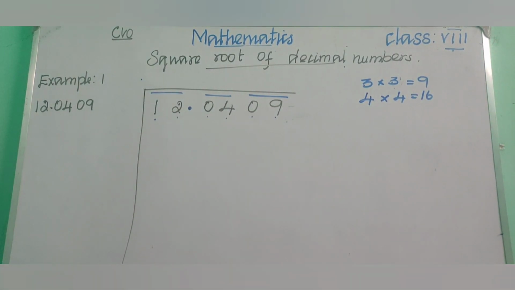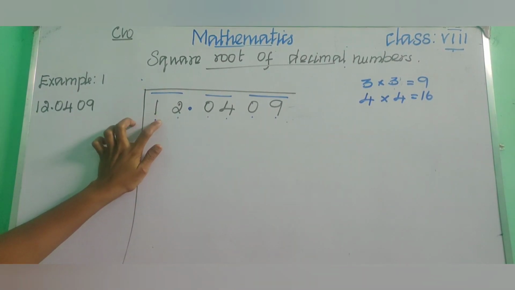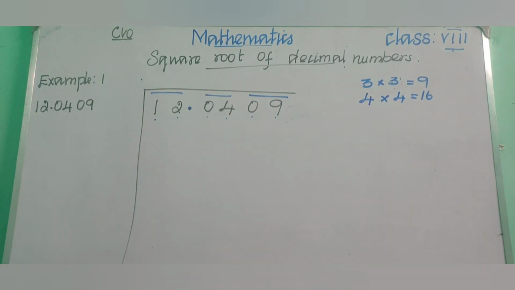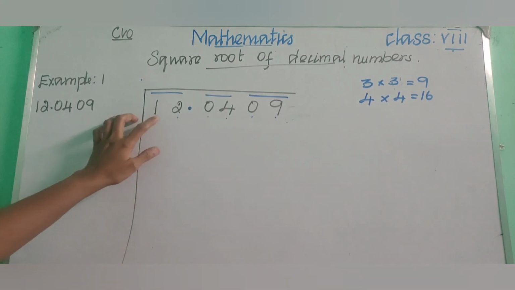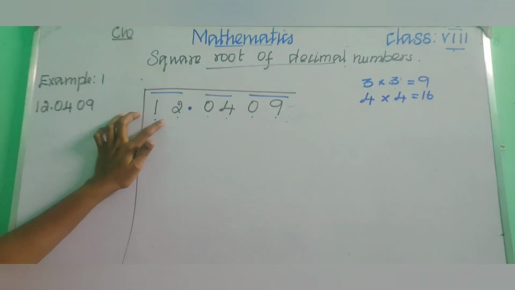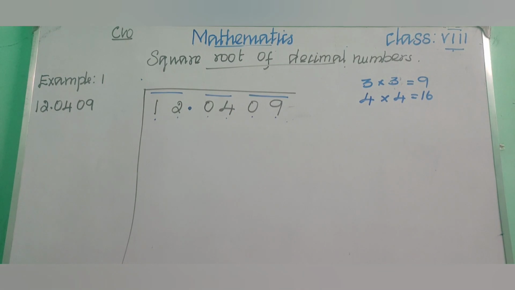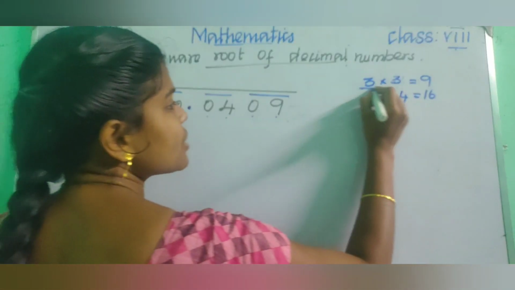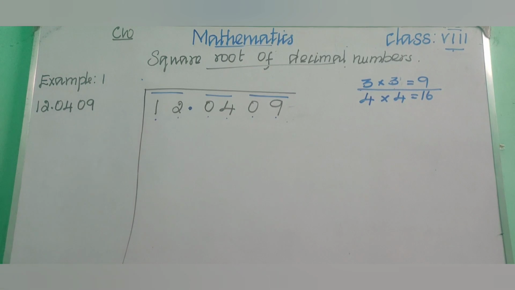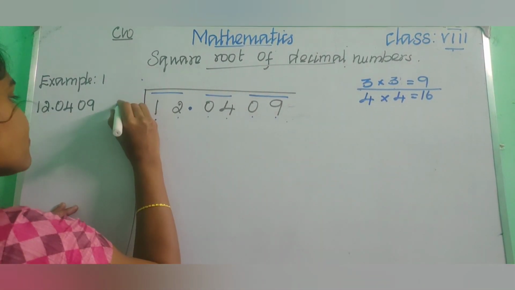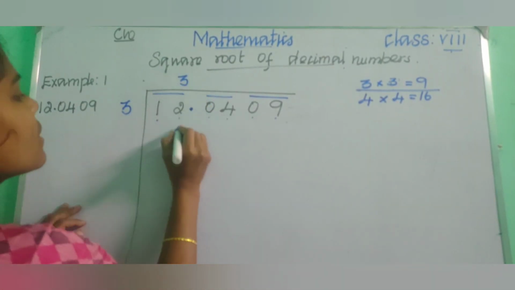Okay, children, but in division, what do we need? We need to get the number equal to this 12, or else nearly less than 12. Is there any number equal to 12? No. So we choose the number which is nearly less than 12. So we can choose this 3 into 3. We can put 3. So 3 3s are 9.